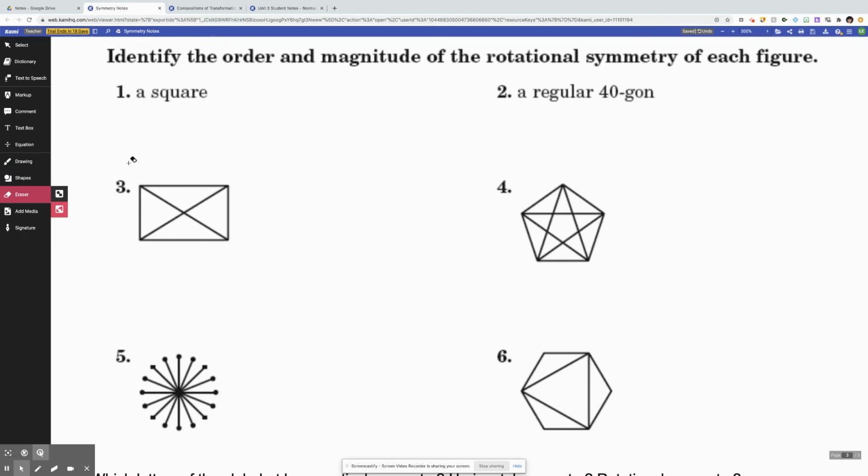All right, folks, so here we are. Let's try these. Okay, so I've got 6 different either names of shapes or actual shapes, and we want to figure out the order, and I know it says magnitude right here. I forgot to replace it. Really what I want here is the angle. Magnitude is just like the size of something. So like how much do we have to rotate it? So I'm looking for the angle of rotation here.